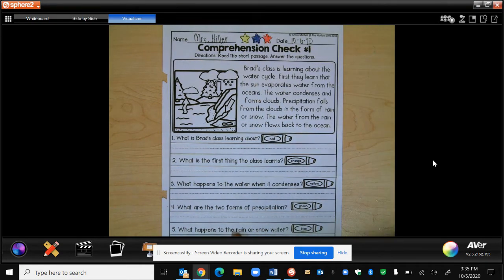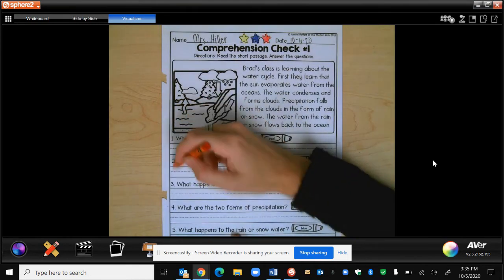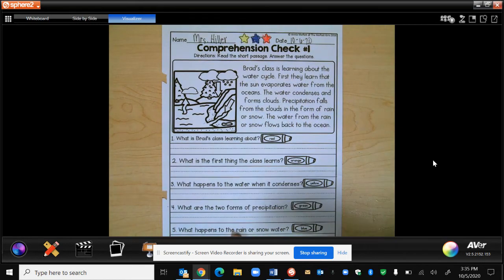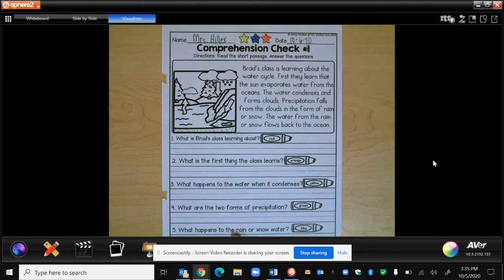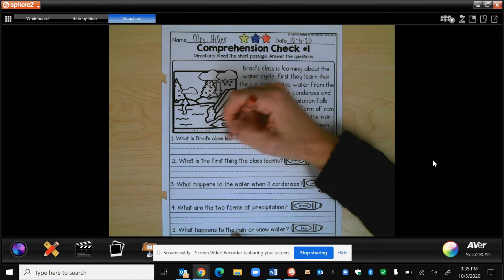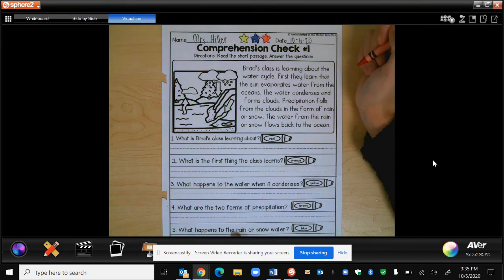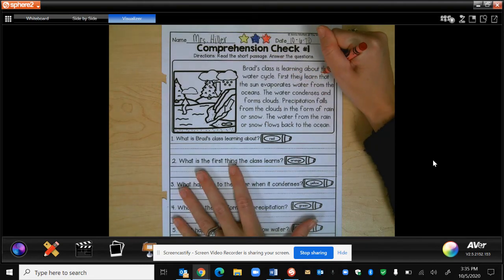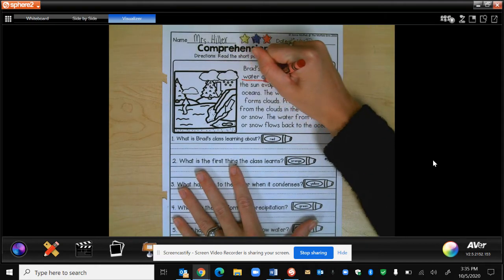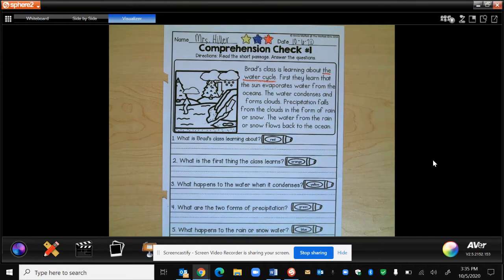Okay, so now what we have to do is answer these 5 questions, and then we have to highlight the answers up here and write it. So let's look at question 1. First, we got to have a read out. It says, what is Brad's class learning about? Guys, what is Brad's class learning about? The water cycle. So I'm going to underline it in red. The water cycle. Then I have to write it on number 1.